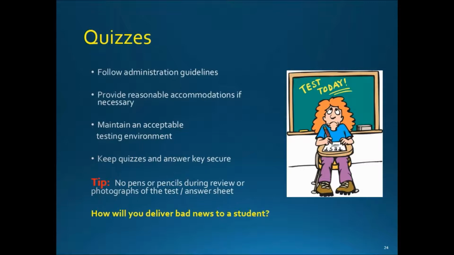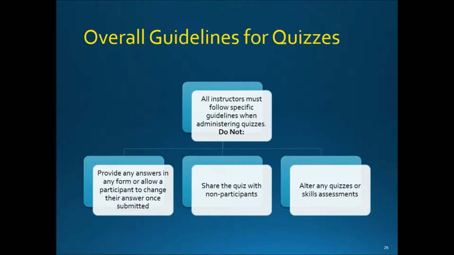And when you review the test, a couple of quick tips: one, don't allow your students to have pens or pencils in their hands. You don't want them writing down the answers for future people taking the class. The other thing is, make sure people are not using their cell phones to take photographs of the answer sheets or tests. We'd like to think it doesn't happen, but everybody's very tech savvy. So before you pass the test answer sheets out for review, make sure you have a secure environment.